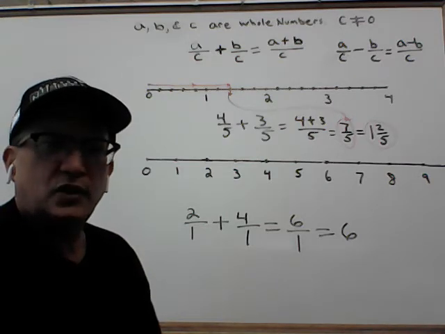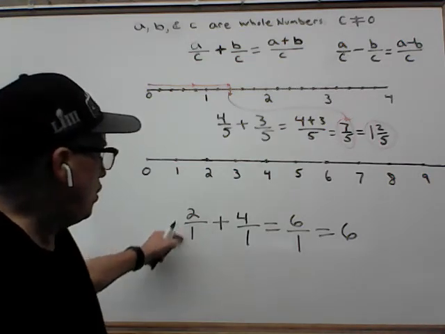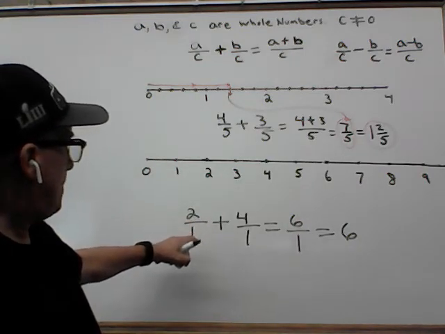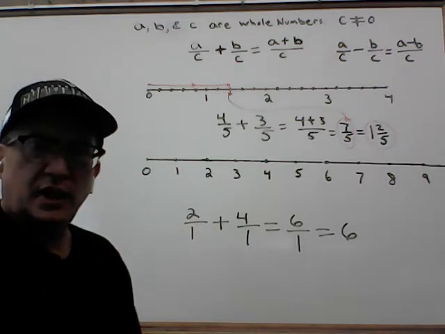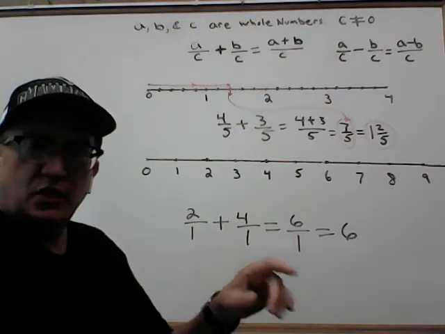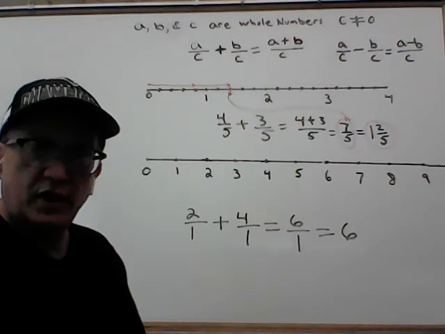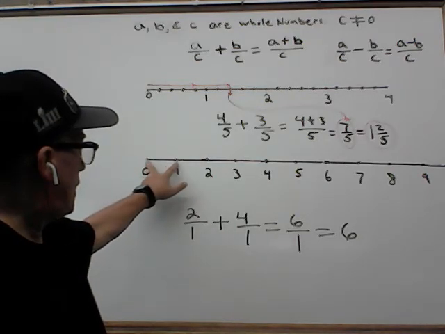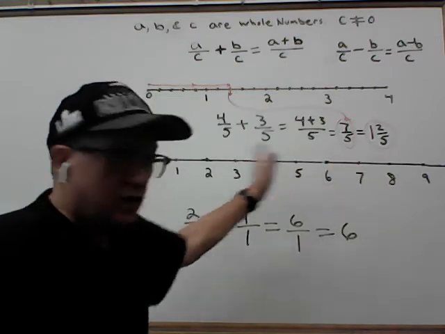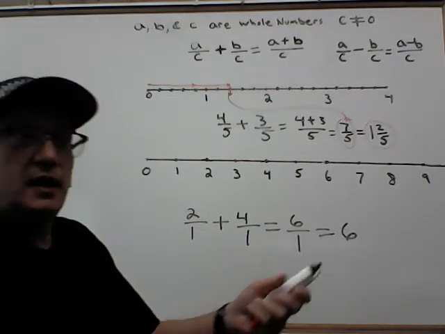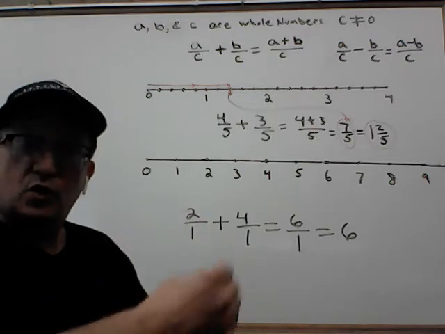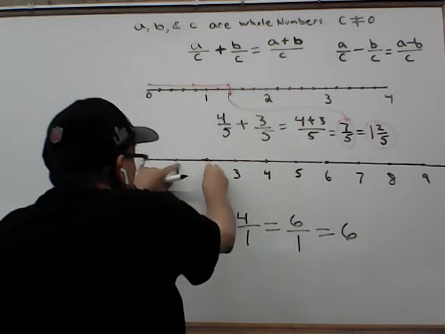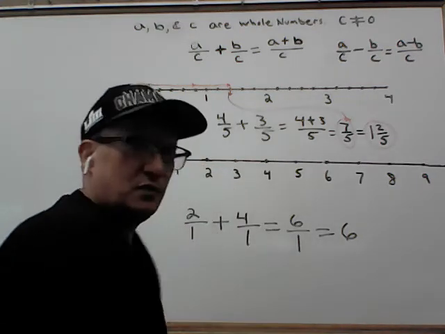Now, why does this work? Why is 2 over 1 the same as 2? Well, let's look at this number line here. What does the denominator do? The denominator tells us how many equally sized pieces we divide the unit into, the distance between 0 and 1. Well, this number line right here, the original number line, is a number line with the unit being divided into just one piece. There it is. There's the one piece from 0 to 1. There's the one piece from 1 to 2. There's the one piece from 2 to 3.